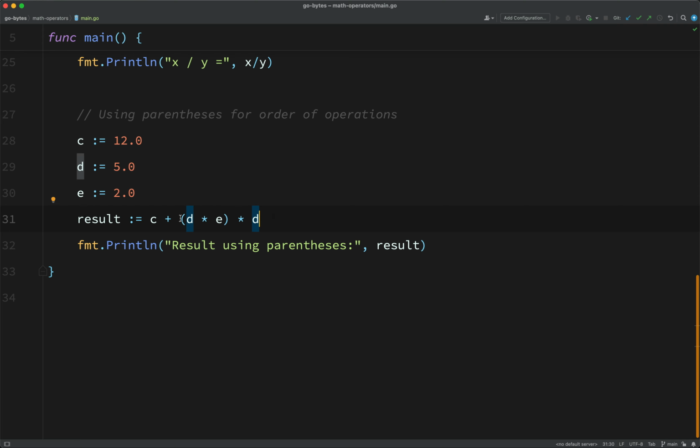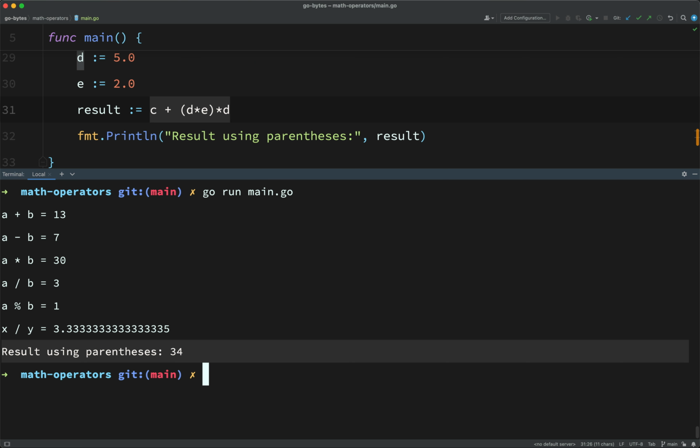So parentheses first, d multiplied by e, 2 times 5 is 10, multiplied by d because that comes next. So 10 multiplied by 5 is 50, and then the addition will come last in this scenario, 12, and so we should see 62. Let's just go and check that. Okay, and so that is what we get.